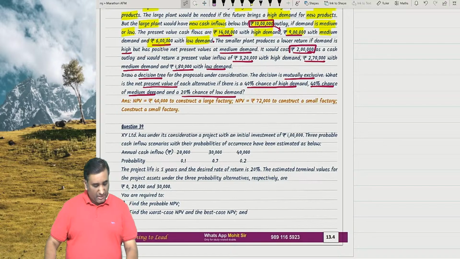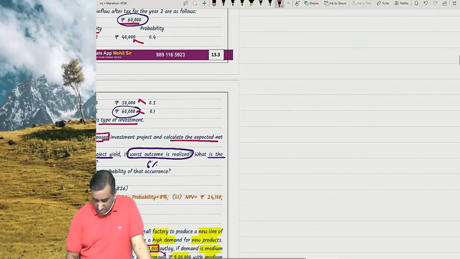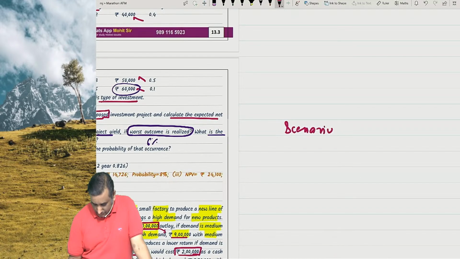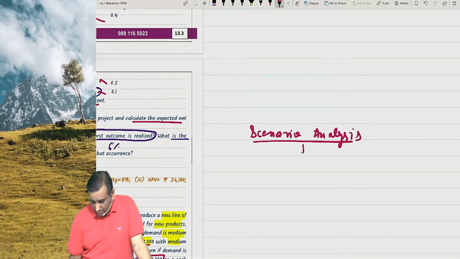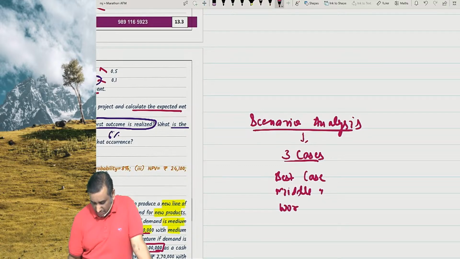In scenario analysis, we'll make some cases. For example, you might have done it in your junior classes maybe. In the scenario analysis, what you'll do is you'll make 3 cases. Best case, middle case, and worst case scenarios.